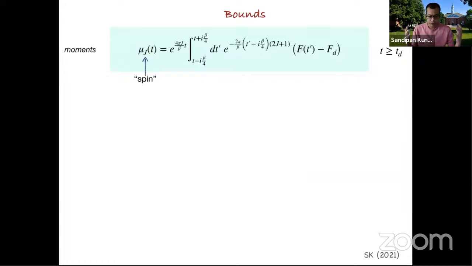So then, starting from these three properties, we can derive bounds. And actually, the bounds can be derived and organized in a systematic way by defining these moments of the OTOC, mu_j, where this subscript j you can think of as spin. So this is basically an integral of the OTOC with some simple kernel along the imaginary direction.